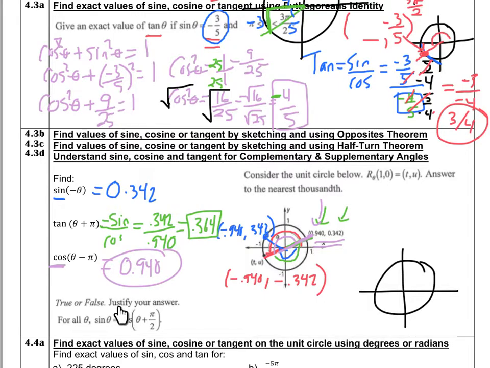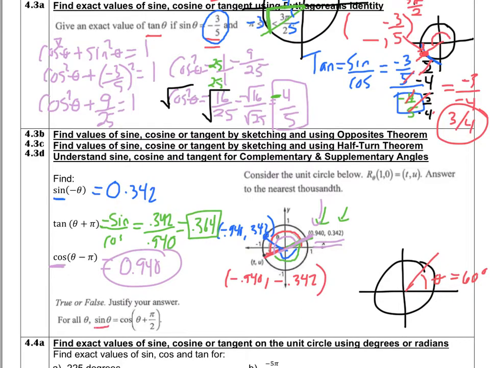True or false on this one, and justify your answer. For all thetas, or all angles, the sine of an angle is equal to the cosine of an angle plus pi over 2. I'm just going to go ahead and sketch an example for this. So let's do this first. Let's just plot an angle movement. I'm going to have this right here be my angle movement, and I'm actually going to use 60 degrees.